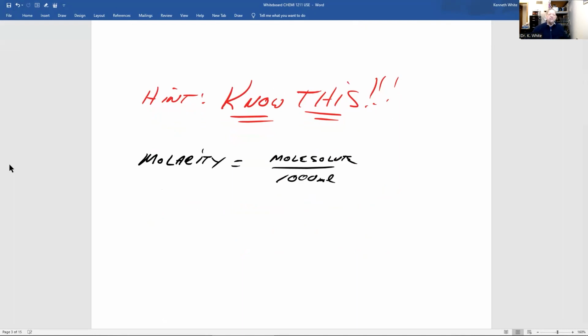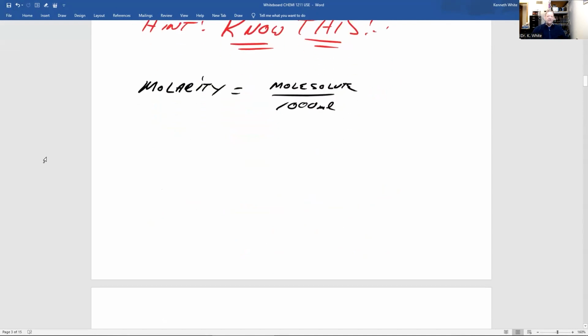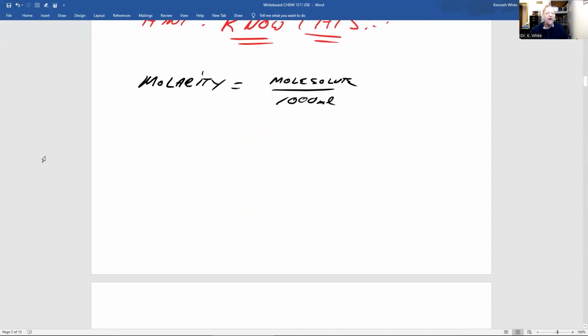So molarity is moles of solute per 1,000 milliliters. And you should know how do chemists show this? Like on a bottle when you have a solution. Here's how it does it.